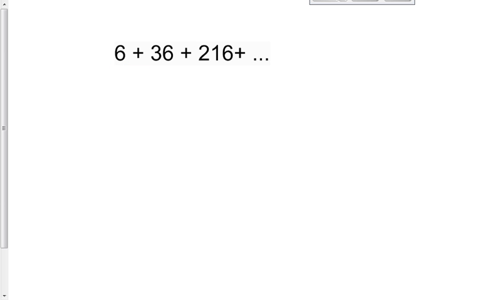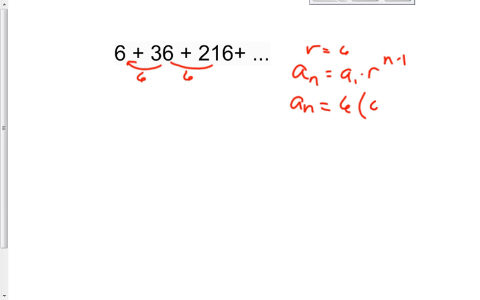Let's try that again, but this time we've got a geometric sequence. Go backwards, dividing. Common ratio is 6. My geometric equation, a sub n equals first term times common ratio to the n minus 1. A sub n equals first term is 6, common ratio is 6 raised to the n minus 1.